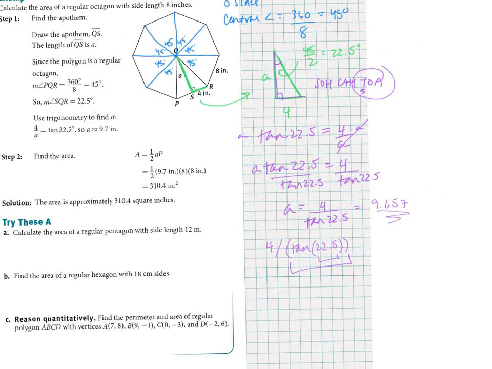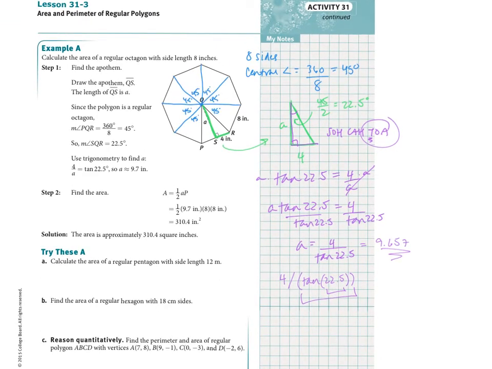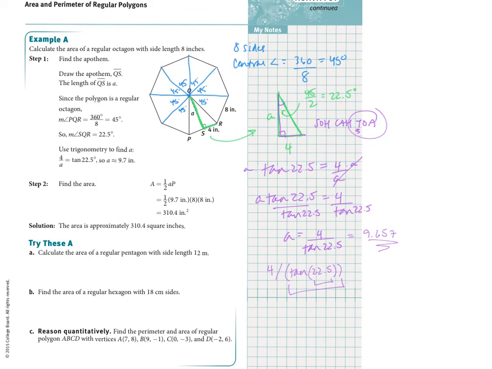Let's keep going. So now we have this idea. We got it right here, looking good. We got our apothem. Now we have to figure out what our perimeter is, because we have to take 1/2 times the apothem times the perimeter to get that area. So our perimeter is going to be 8 times however many sides. So our perimeter is going to be 8 times 8, which is 64.